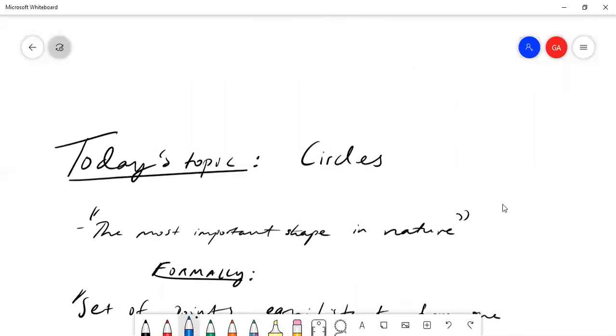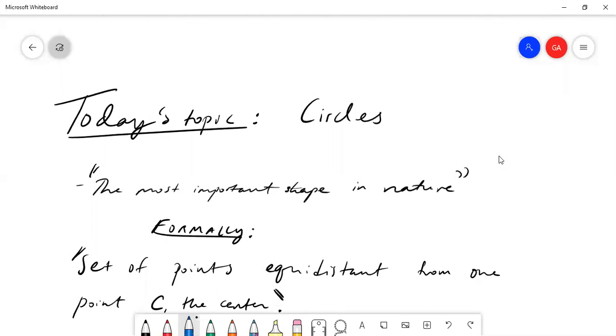But today's topic is circles, and that is really exciting because circles are, I think, the most important shape in nature. Because what is a planet? What is an orbit? What is a wave? We talked about sine and cosine, right? Remember how sine and cosine is just a projection of your angle on the circle on the y-axis, right? Sorry, it's a projection of where you are on the angle on the x-axis.